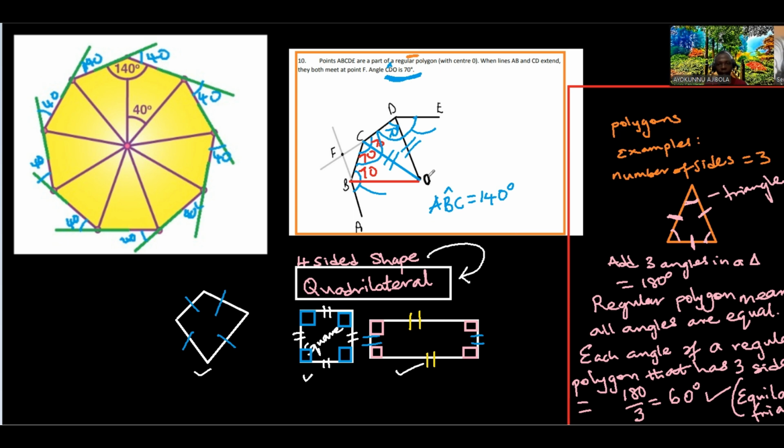Good. Now we want to find how many sides this shape has. All we need to do is to extend the line of any of the interior angles. As I extend this line, you can see that blue line. The angle here is supposed to be 180, but the internal part is 140. So what will be the external part here? The total is 180.